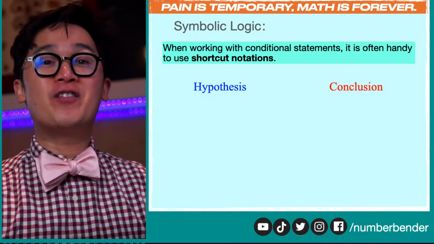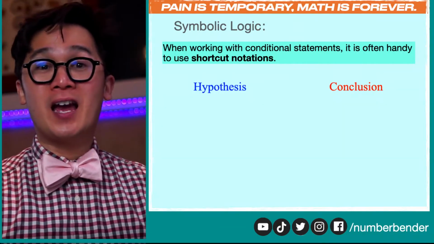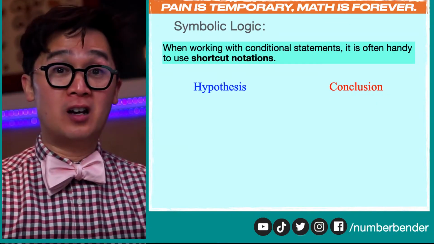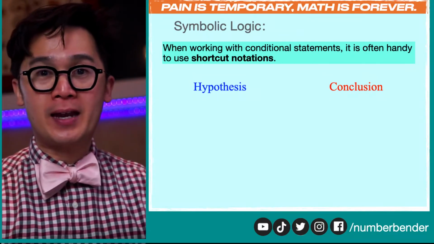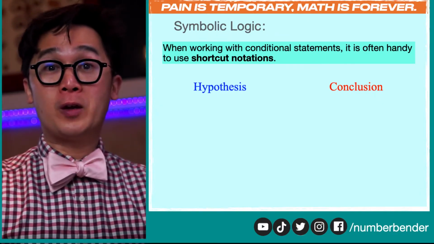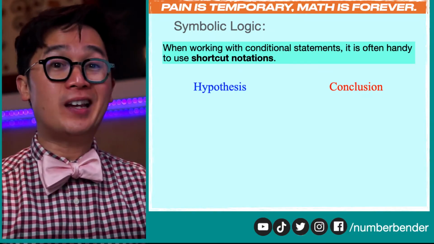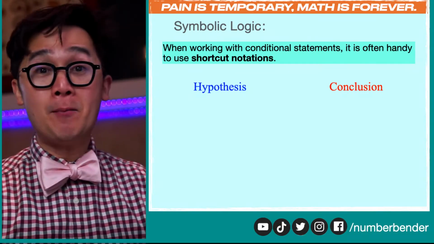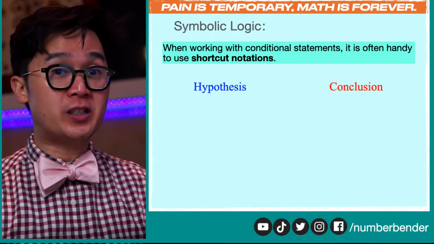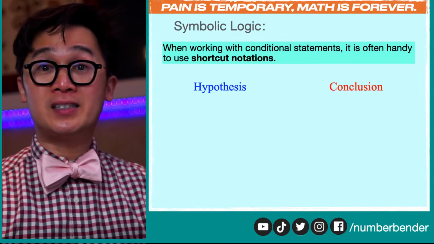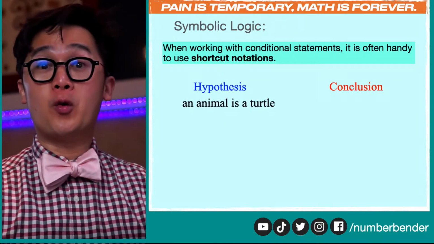Let's have another one, which is using shortcuts. I know most students love to use shortcuts in mathematics. It's also true when we are working with conditional statements, because we can use symbols and notation to write conditional statements in symbolic form. So how are we going to produce that?